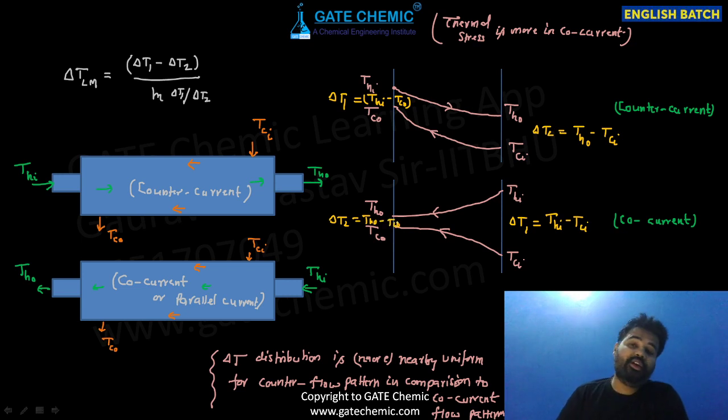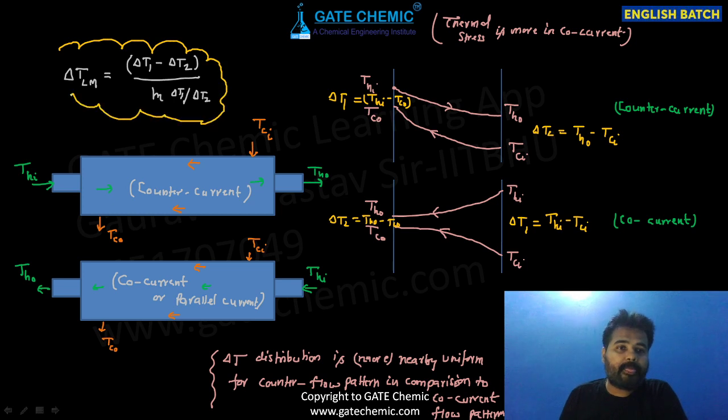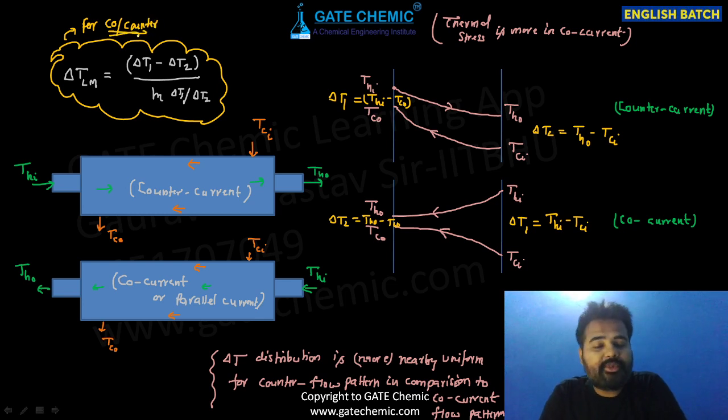Oh my god. So we are going to use different formulas? No beta. The delta TLM definition is the same. This you are going to use for co and counter both. The same formula you are going to use. But what is the difference between these two? The definition of delta T1 and delta T2. So the definition of LMTD is the same for both cases.